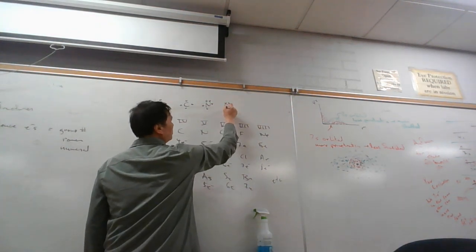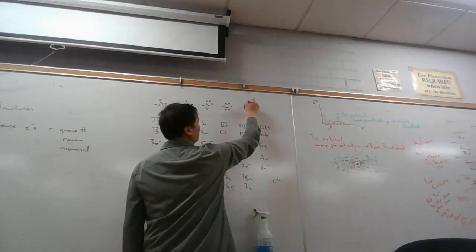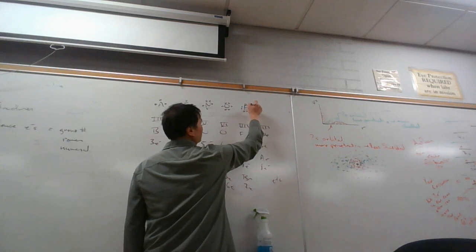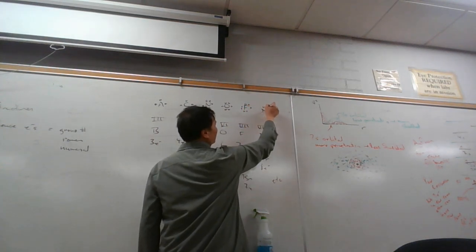Oxygen will show 2 pairs, 2 singles. Fluorine will show 3 pairs, 1 single. Fluorine and everything else in the family. And neon will just show 8.